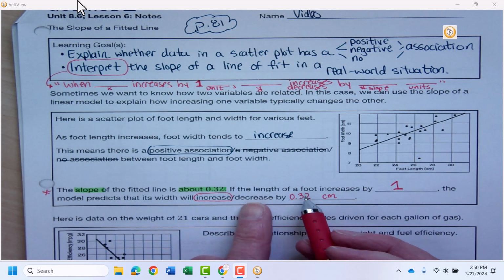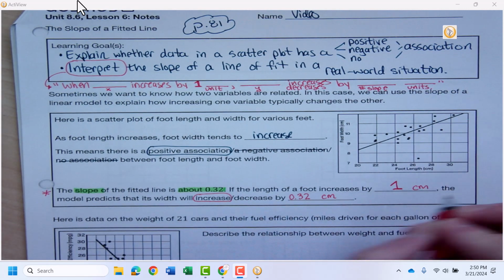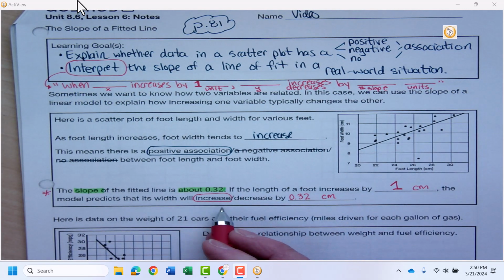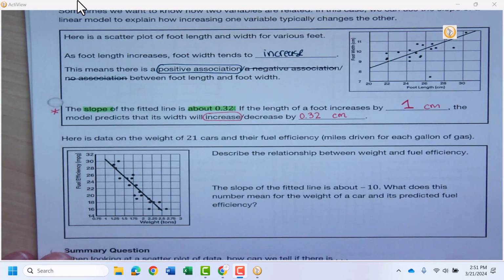So that's interpreting the slope. If the length of a foot increases by 1 centimeter, the model predicts that its width will increase by 0.32 centimeters. Let's try that again with another graph. This one showed an increasing or a positive association.